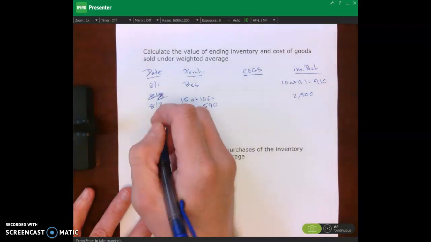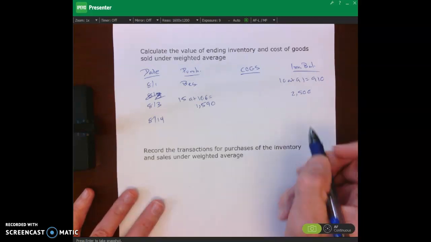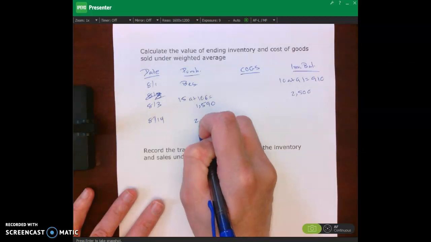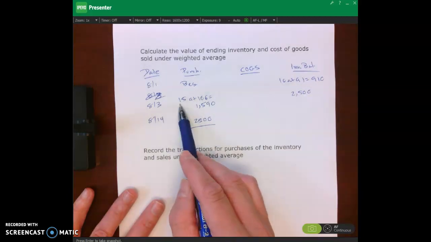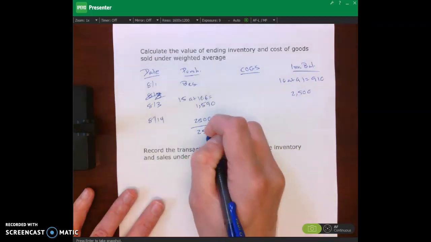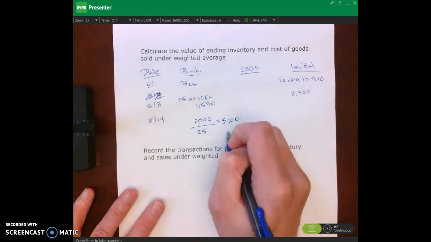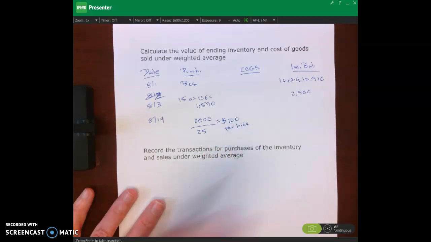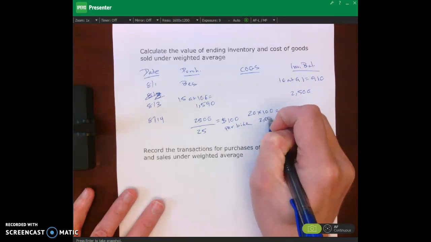Then on 8-14, we made a sale, right? Well, before that, what we have to do is calculate the average cost. How do we do that? Well, here's the total cost of our inventory. How many units do we have on hand? Well, we had 10 here and 15 here, so 25 total units. This is the total cost of those 25 units, which gives us on average $100 per bike. And we're told on the 14th that we sold 20 bikes. So 20 times $100 gives us our $2,000.